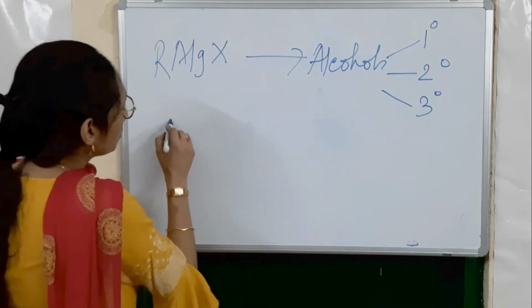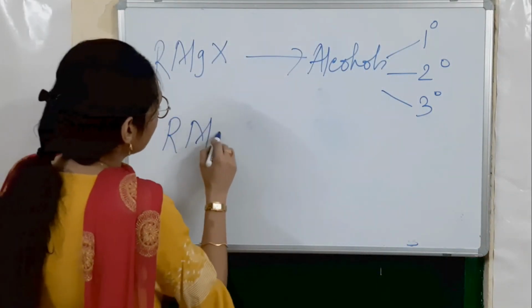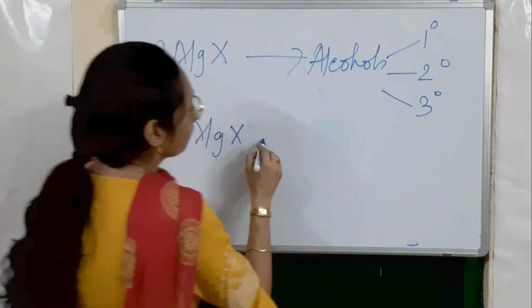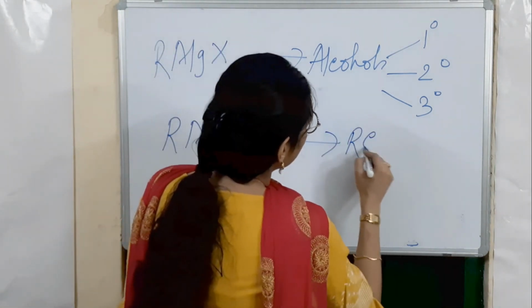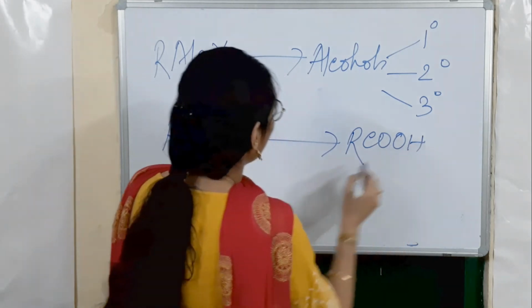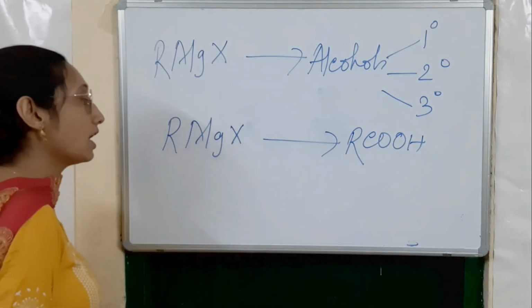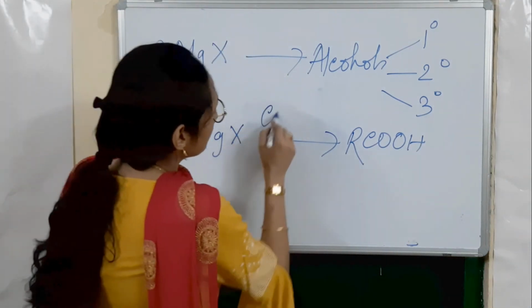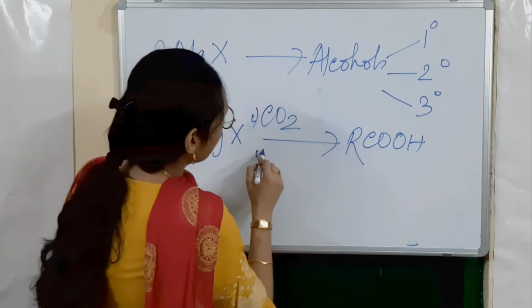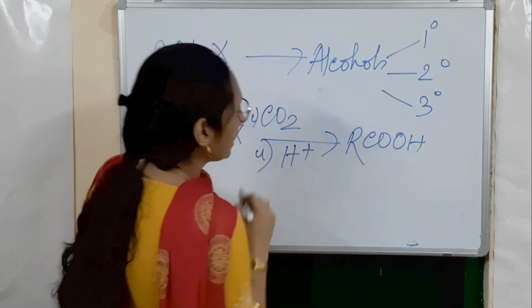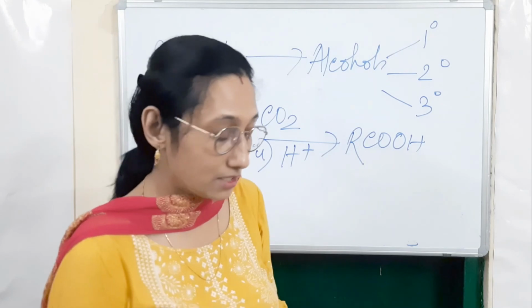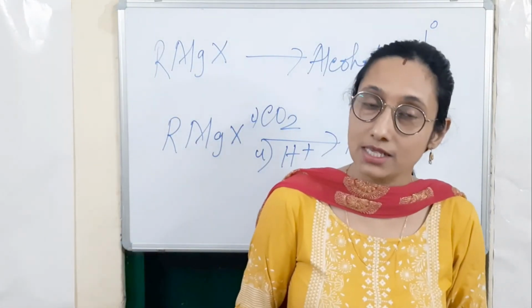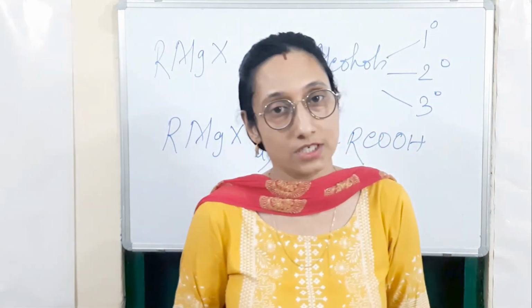We have also learned the preparation of carboxylic acid from Grignard reagent. How have we prepared it? This is carbon dioxide, then H+. So these are a few synthetic uses of Grignard reagent.